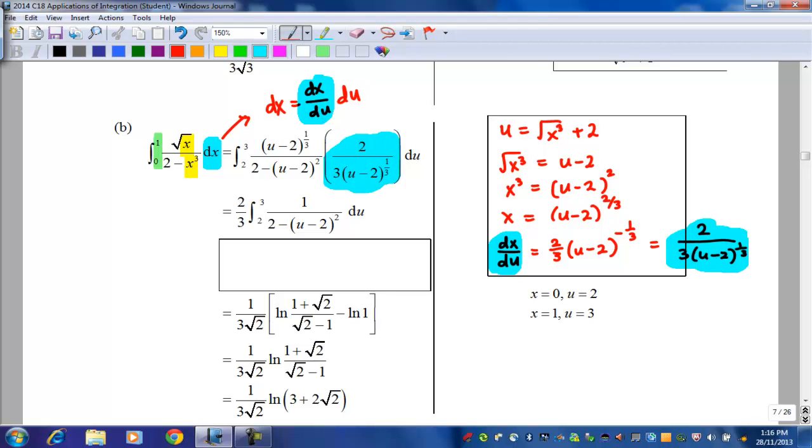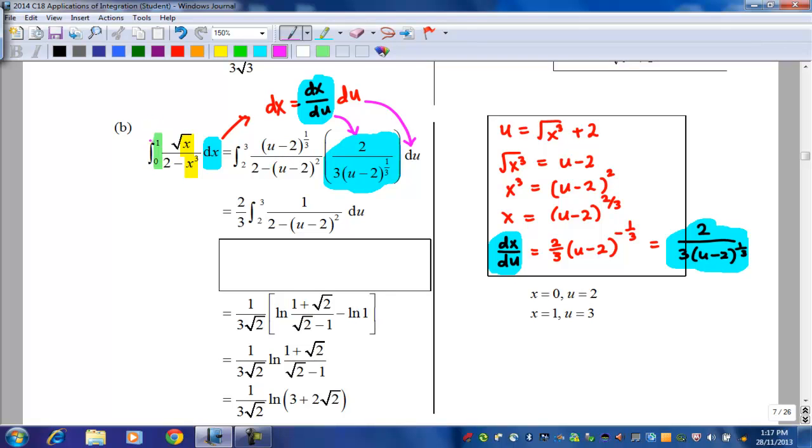So since dx du is this, we can simply replace the dx du as this. So now what we have is dx du, and this is du. Now, this root x here, when you do a replacement, you will have u minus 2 to the power 1/3. This x cubed here will give us u minus 2 whole thing squared.